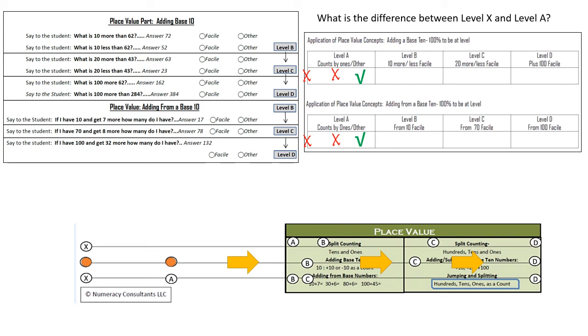So remember, for this part of the particular assessment, level A is a default. It's not necessarily an achieved level. If they get it right by counting by ones, or they're not able to do it, instructionally they're still going to end up in the same place.